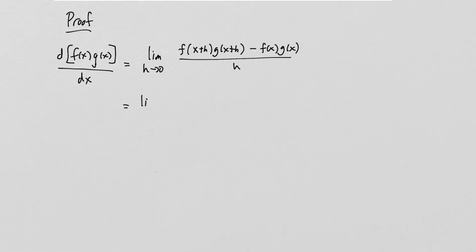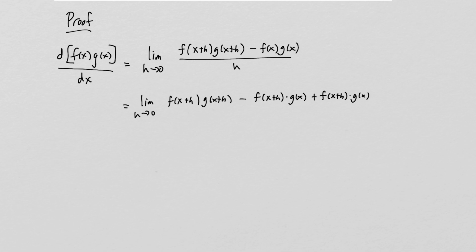Now I'm going to rewrite this as the limit as h goes to 0 of f of x plus h times g of x plus h, and I'm going to apply a little bit of a trick here. I'm going to subtract f of x plus h times g of x, and add f of x plus h times g of x. And then I have minus f of x g of x, all over h. This is 100% legal because all I did was add and subtract the same term, which cancel each other out.